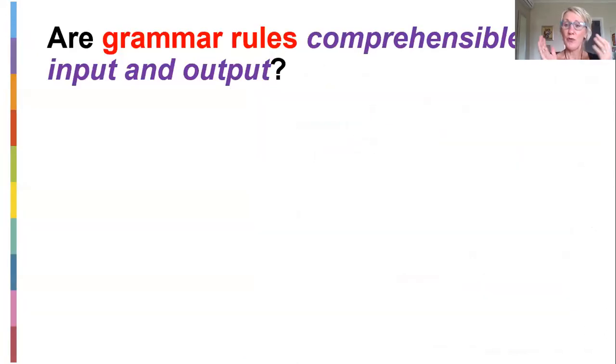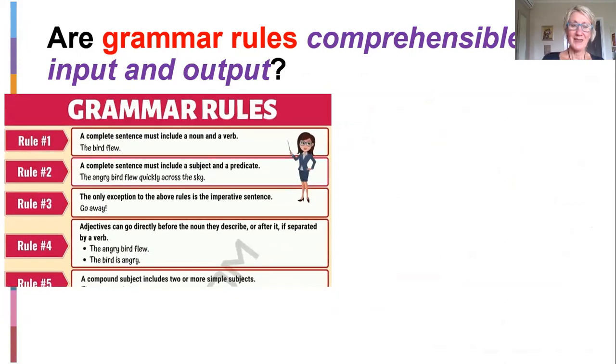Right, our grammar rules. Knowledge of grammar rules is this comprehensible input and output. So if I know grammar rules, will that make me a proficient English speaker? What do you think? I know all these rules. Rule one: a complete sentence must include a noun and a verb. Example: the bird flew. If I know that rule, will that make me a better writer and speaker? Or maybe if I know rule 3, the only exception to these rules is the imperative sentence, which is the command, and that is: go away.